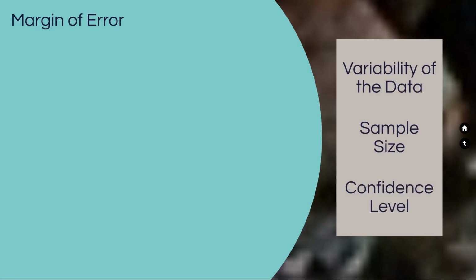So we know that the value that we've computed is certainly not the right value. So what could impact how right or wrong our estimate is? These are the three main things: the variability of the data, the sample size, and the confidence level. So how does variability of the data impact the quality of your estimate?